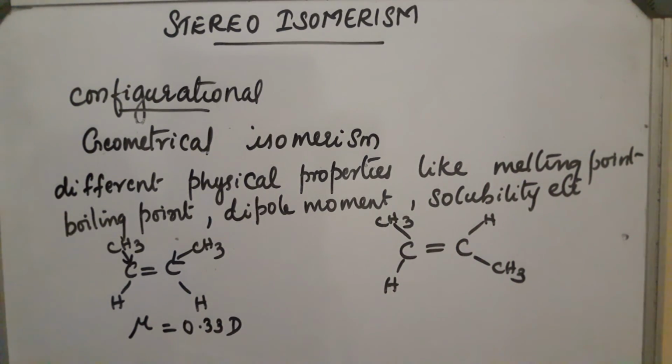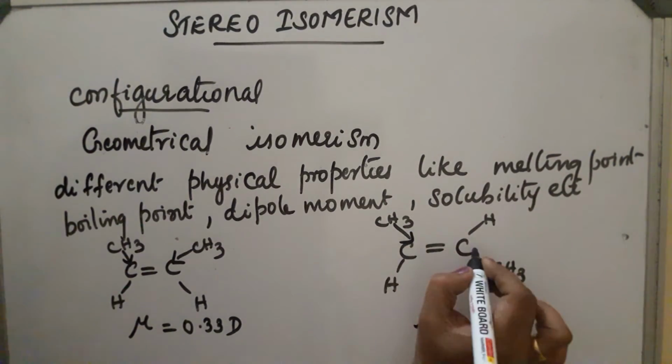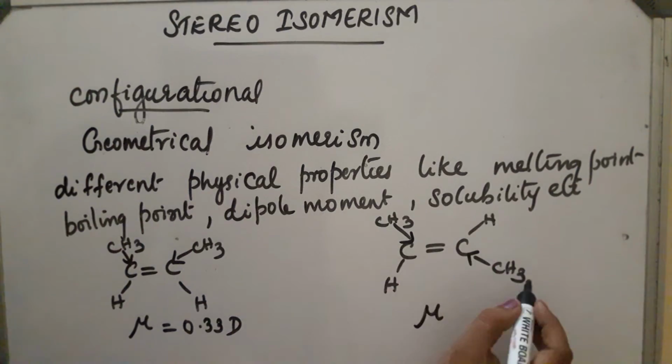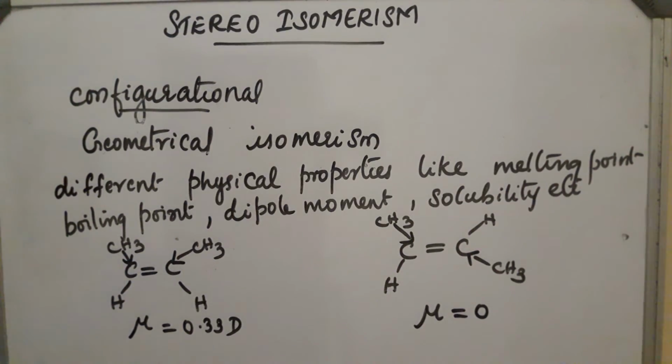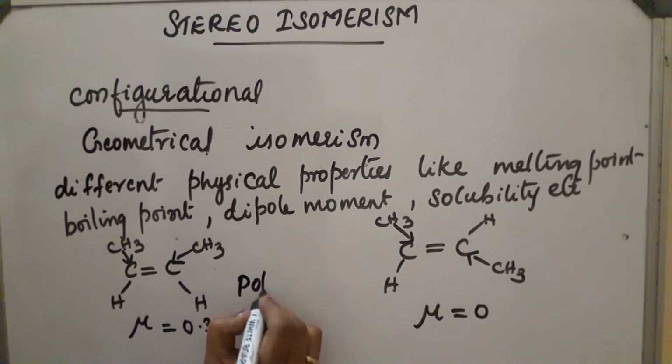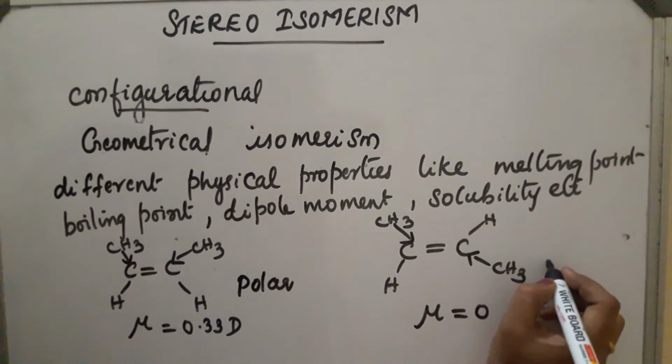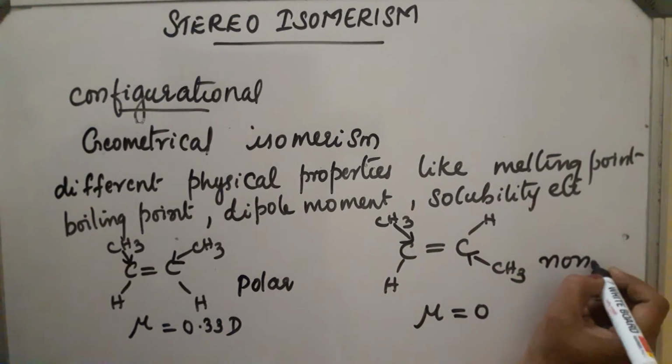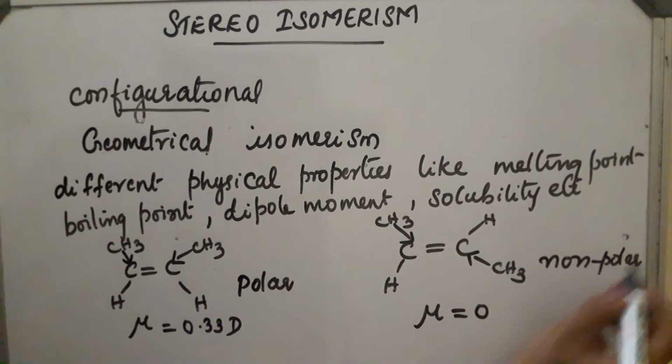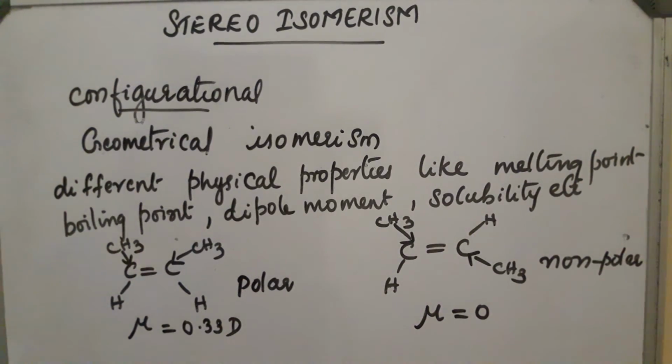Now what will be the case for the trans isomer? The net dipole moment, mu: the dipoles are in opposite directions, so they will cancel each other, and the net dipole moment will be 0. So from this we can see that the cis isomer is a polar compound and the trans isomer is a non-polar compound. These are the differences between cis and trans isomers.